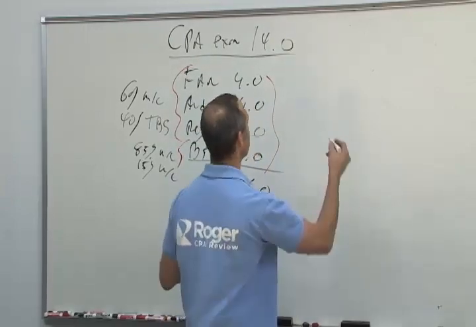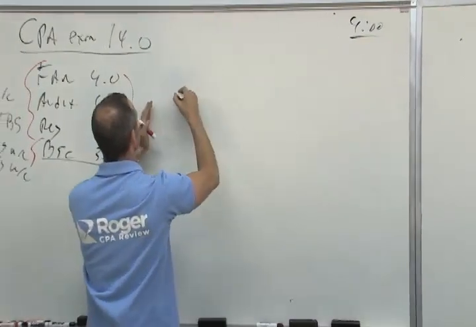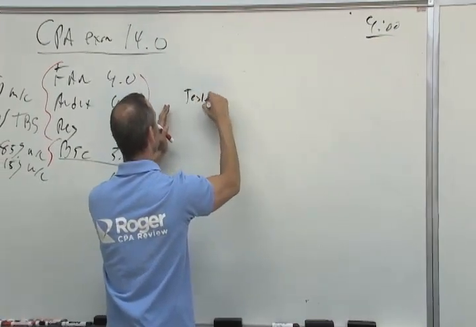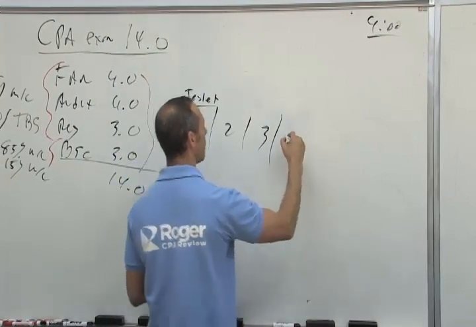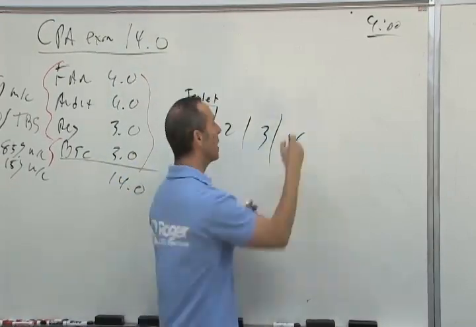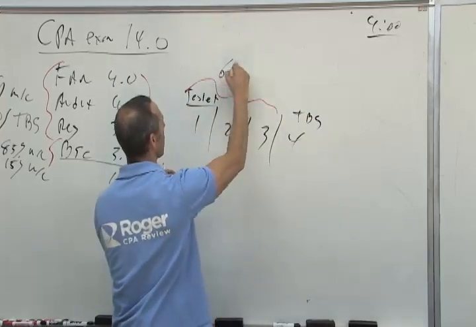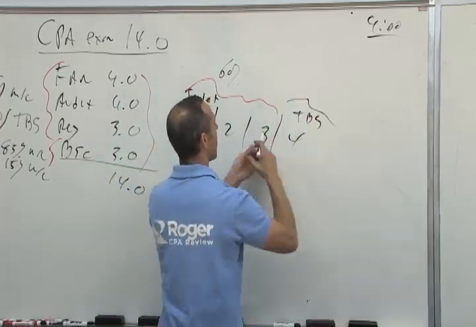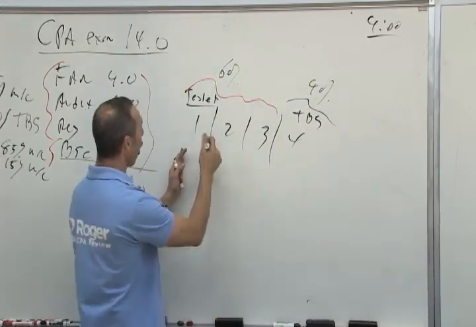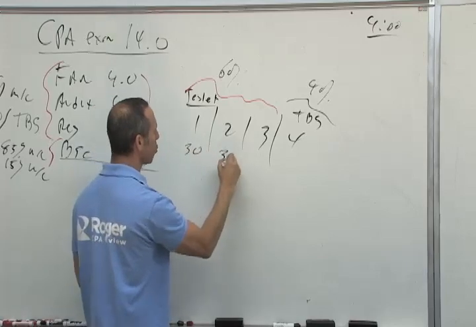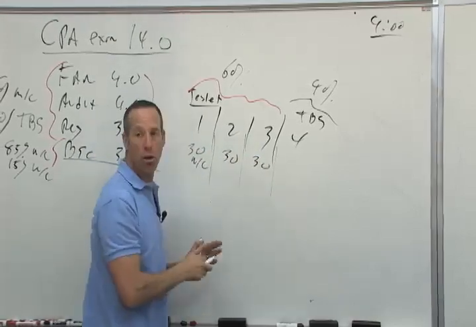As far as what the exam looks like, again, it's a 4-hour exam. Now, you're going to have testlet number 1, testlet 2, and testlet 3. Then you're going to have testlet 4, which will be your task-based simulations. These 3 parts together make up 60% of your score. The task-based simulations make up 40% of your score. Now, on FAR, you're going to have 30 multiple choice, 30 multiple choice, and 30 multiple choice. So you're going to have 30, 30, and 30 going across.